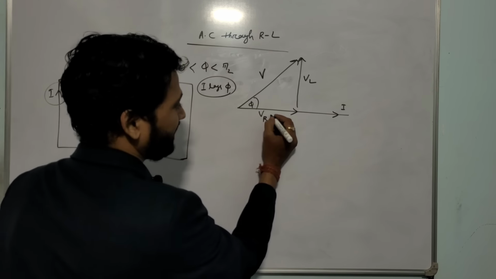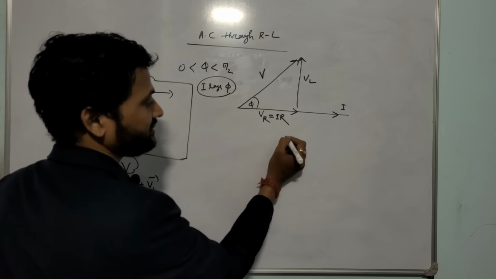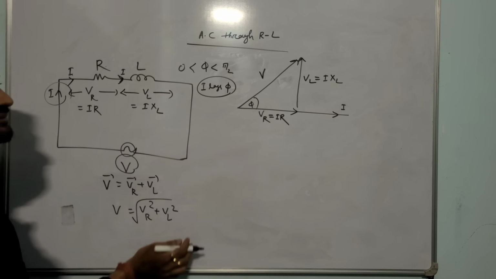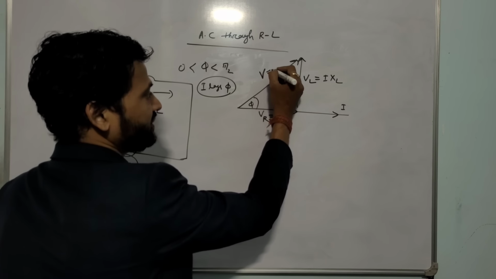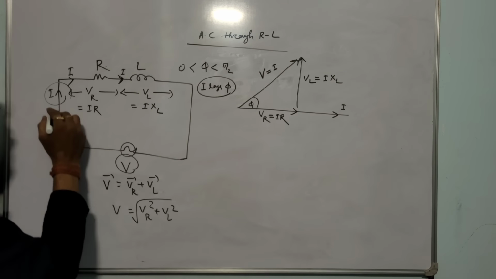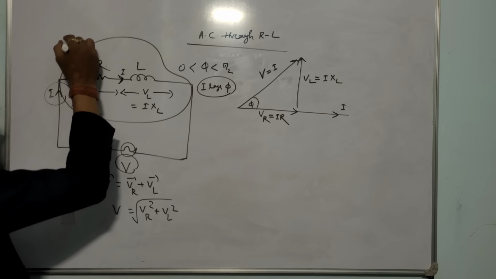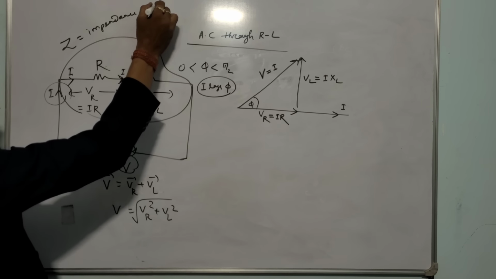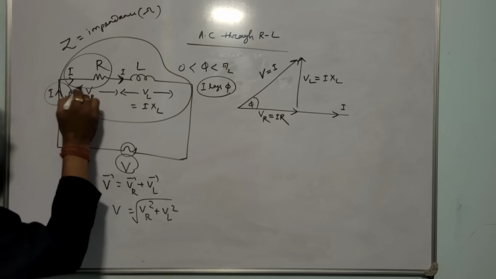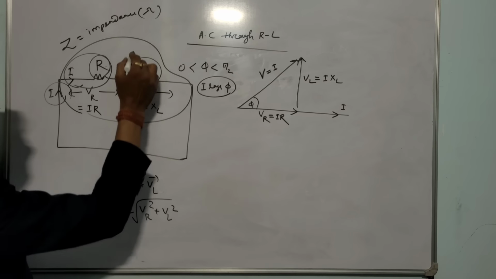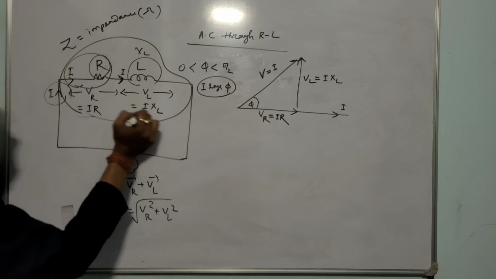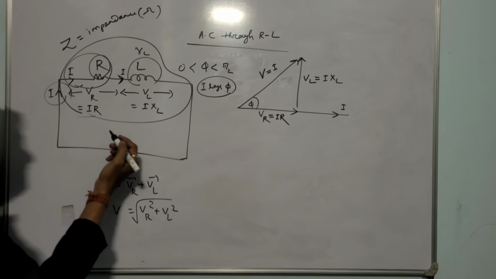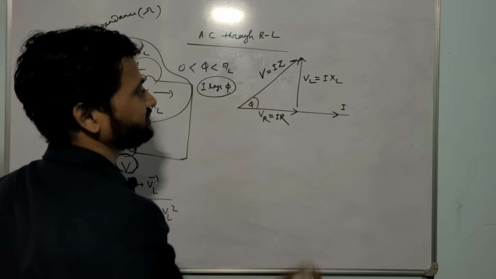Okay, clear? Then I can write in place of VR it is IR, in place of VL it is I into XL. And in place of V, the supply voltage, it is current into total opposition. That total opposition is called impedance. Its unit is ohm. The individual opposition here is R, here the opposition is XL, and the total opposition is Z. So again, according to Ohm's law, voltage is current into the total opposition of the circuit. So V is equal to I into Z.